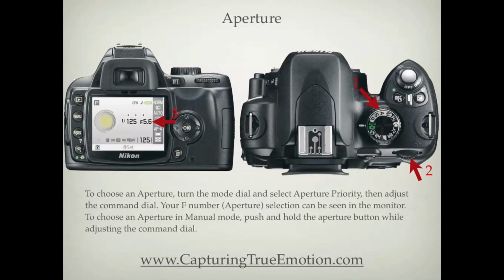To choose an aperture, turn the mode dial and select Aperture Priority. Then adjust the command dial. Your F number aperture selection can be seen in the monitor. To choose an aperture in manual mode, push and hold the aperture button while adjusting the command dial.